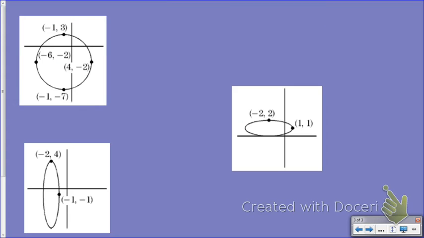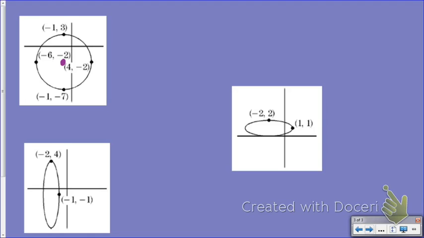Alright, so the last thing to look at is if I actually have the graph and I need to write the equation from the graph. So I've got a circle and 2 ellipses here to look at. So remember, for standard form of a circle, there are 2 things I need. I need the center, and I'm going to need the radius.